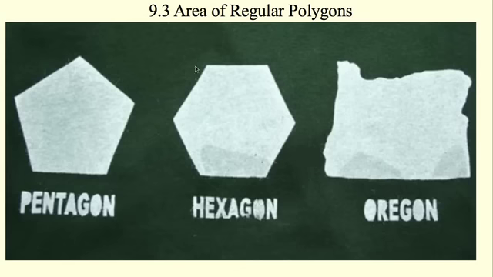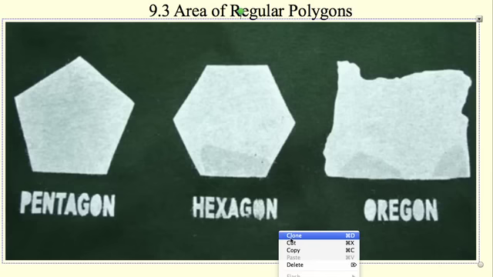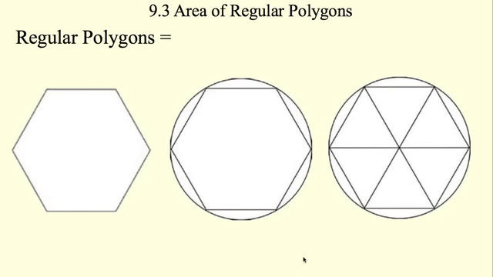But we are talking regular polygons. These are regular polygons. Regular pentagon, regular hexagon. Oregon is a state. Let's get rid of that. Here we go. Now let's get started. Alright, so we're going to find the area of these bad boys. It can get kind of tricky in here, so we've got some definitions to write down.